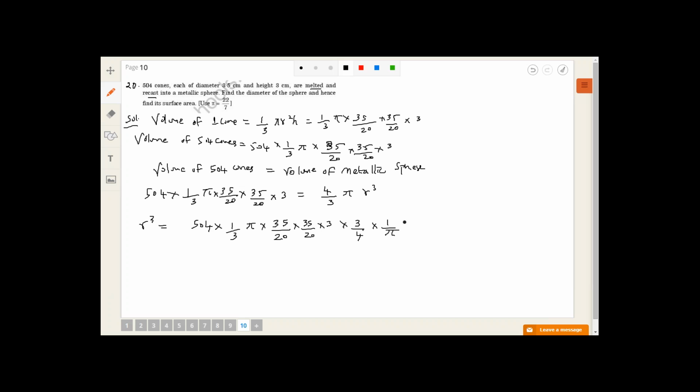So calculating, we get r is equal to 10.5 centimeters. So diameter will be equal to 2 times r, that is equal to 2 into 10.5, which is 21 centimeters. And surface area of a sphere is nothing but 4 pi r square, which is nothing but 4 into 22 by 7 into 21 into 21, which is nothing but 1386 centimeters square.